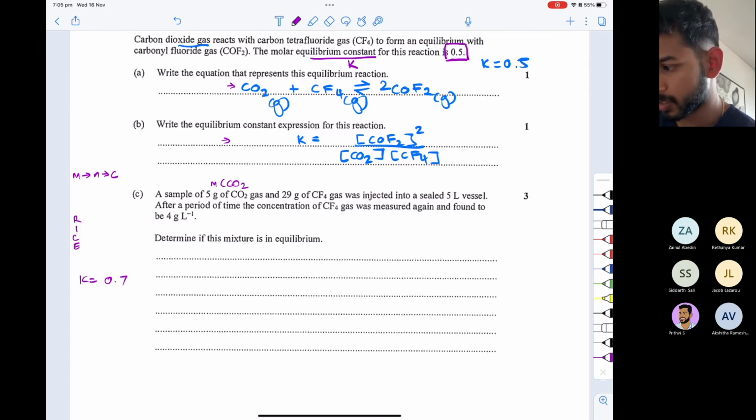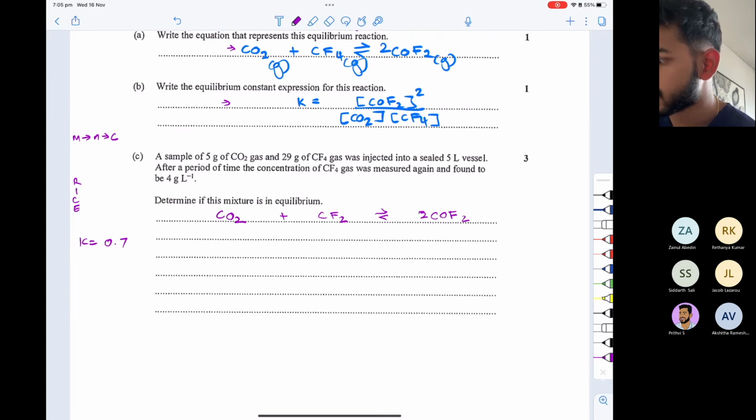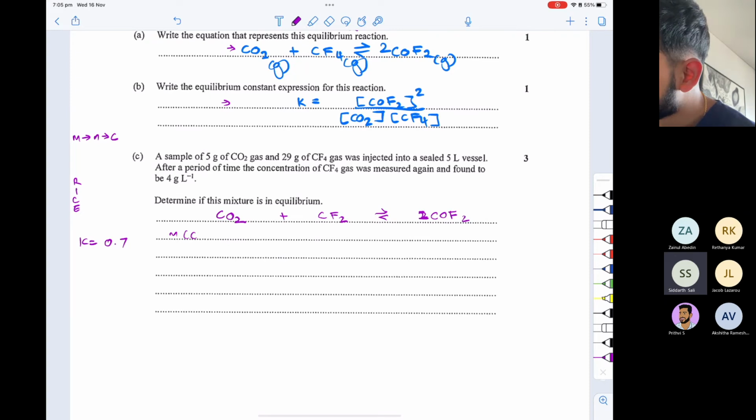Good. So we're going to write m of CO2 initial is equal to 5 grams. Or in fact, you can write the equation again. I'll show you the most optimal way to do this question. So write a big equation widely spaced apart like this: 2COF2. Make sure that you've got it all in gaseous state. Good. So you're going to write here, little m CO2 initial is equal to 5 grams. Little m of CF4 initial is equal to 29 grams.